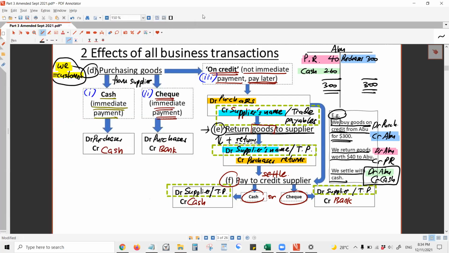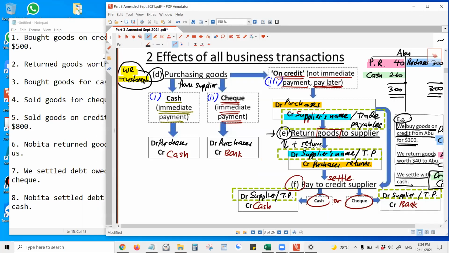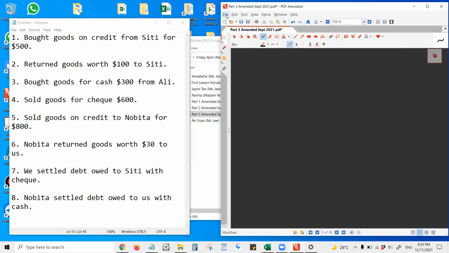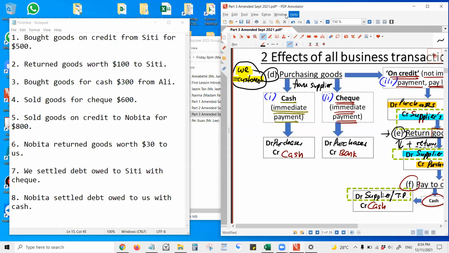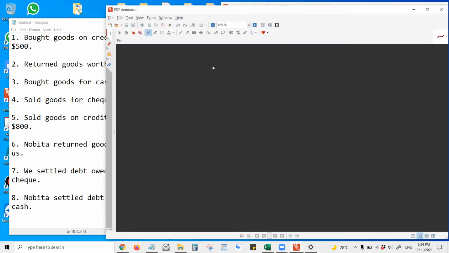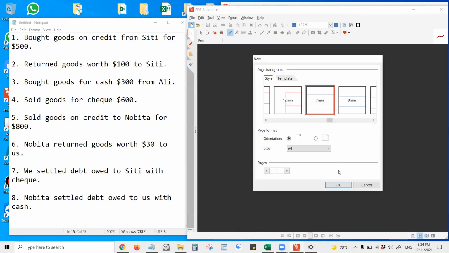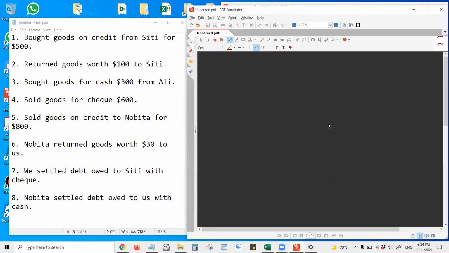Okay, now I'm going to open up a file on the right showing you what T accounts you have to prepare. Get out a piece of foolscap paper. Then you draw these T accounts with me. After I've finished drawing the T accounts, you can start to record these 8 transactions.